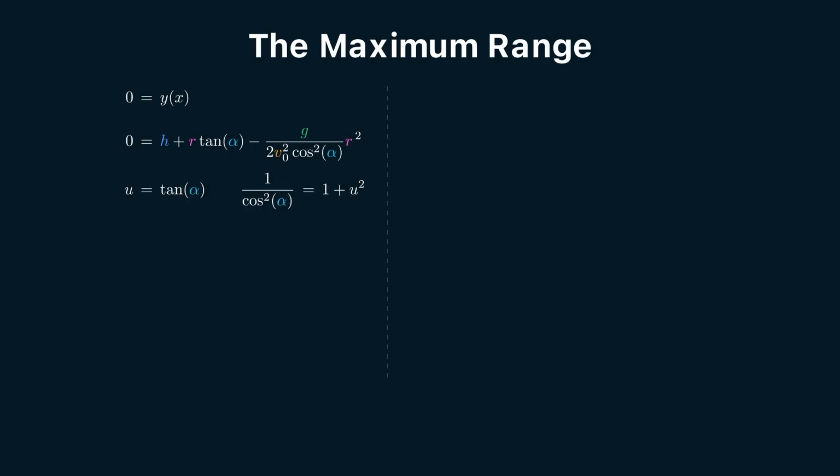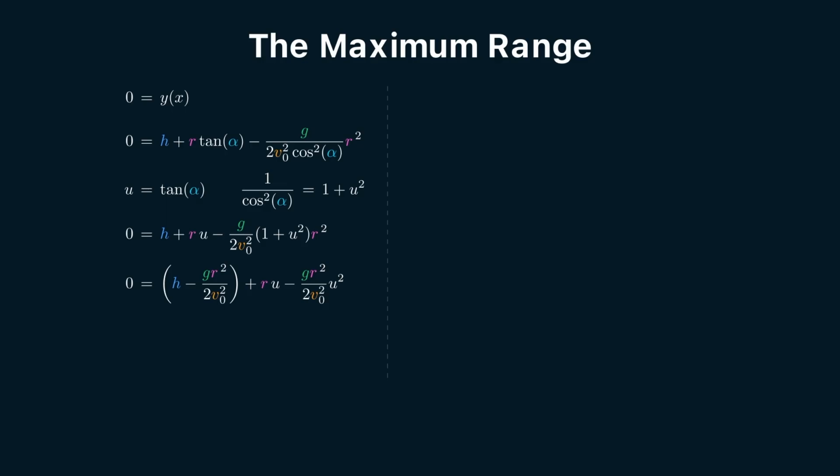We replace the tangent of alpha by a new variable u. In addition, we use that 1 through cosine squared is equal to 1 plus tangent squared. If we plug that in and rearrange things a little, we obtain a quadratic equation in u. And now comes the crucial point. For a given range r, there's only a real launch angle if this quadratic equation has a real solution at all. And that is exactly the case when its discriminant is greater than or equal to 0.